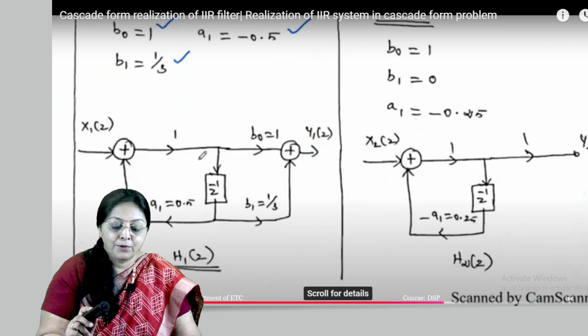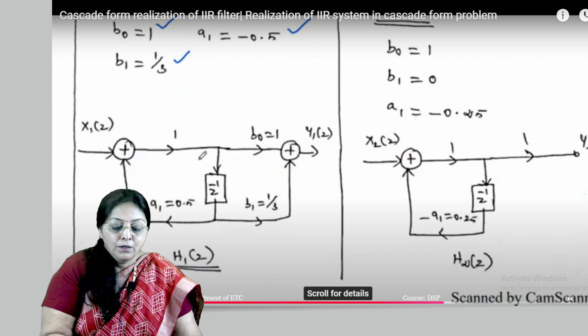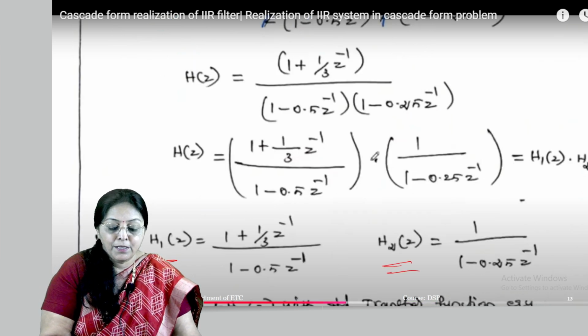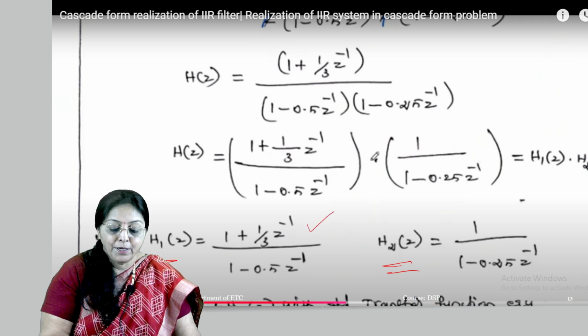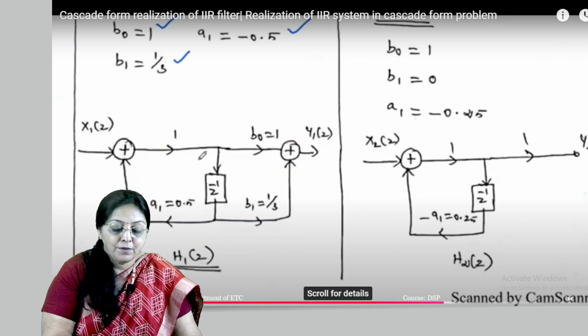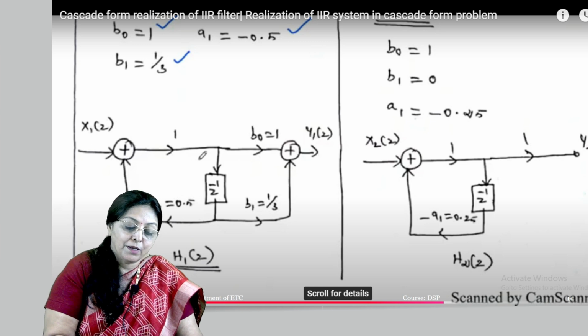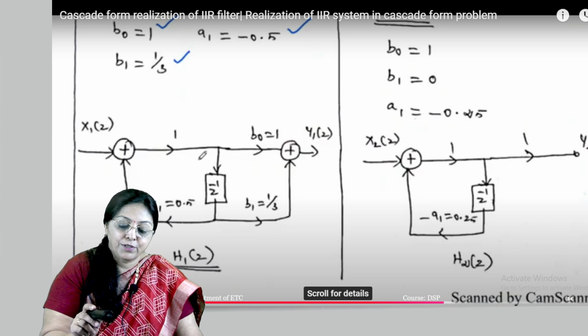Now, our main focus is the realization. This is the realization we are using here. When you observe this equation, 1 plus 1 upon 3 z minus 1, there is a single delay for H1(z), a single delay for the denominator also, multiplication 1 upon 3 and this is the 0.5. So, when you observe this, 1 upon 3 and minus a1, that is plus 0.5. If it is minus 0.5, it becomes plus 0.5. If it is plus 0.5, this multiplier becomes minus 0.5. This is the direct form 2 realization we are using for H1(z).